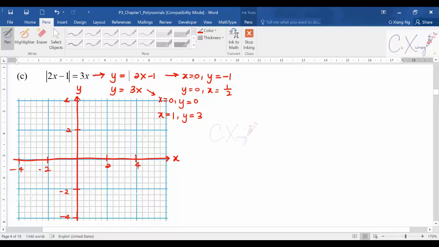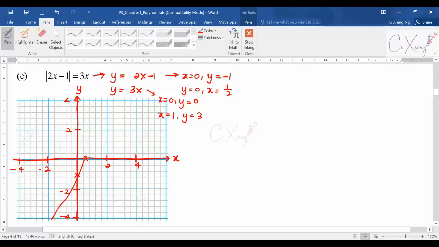First point, 0 and negative 1. So 0 is here, and negative 1 should be this point. Then you have x equals half, y equals 0. If this is 1, then I can only approximate to draw it out. So maybe this is x equals half. Now I need to sketch a graph.